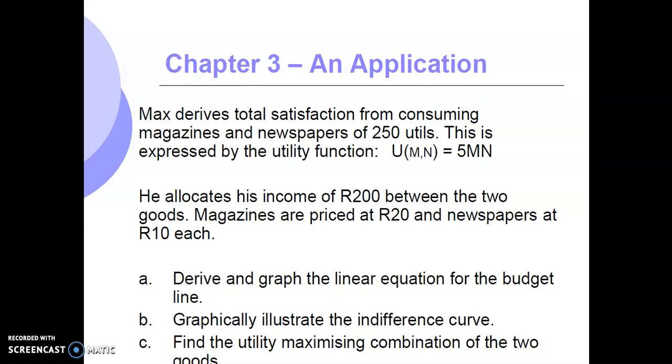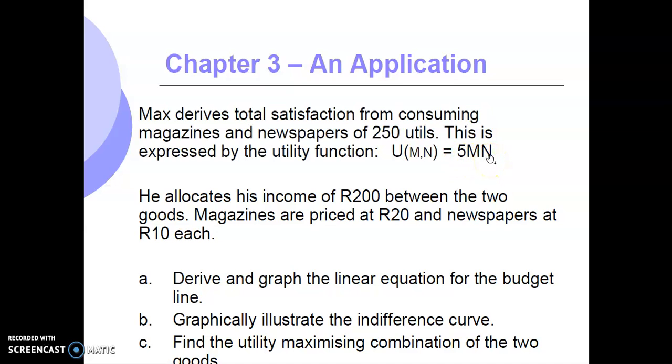So here we go. You are told that Max derives total satisfaction from consuming magazines and newspapers. So there are two goods, magazines and newspapers, and we're going to use the letters M for magazines and N for newspapers. You are given a value to denote the total satisfaction or utility he's going to get from the consumption of those two goods, and it's 250 utils. This is expressed by a utility function, so U represents that utility function. That function is a function of magazines and newspapers, and it is equal to 5 times MN. So utility is 250 utils, which is essentially your left-hand side: U is equal to 250, but the function is given as 5 times MN.